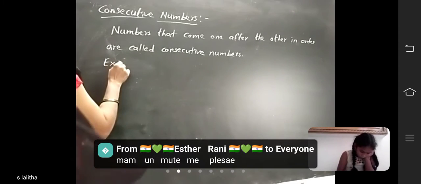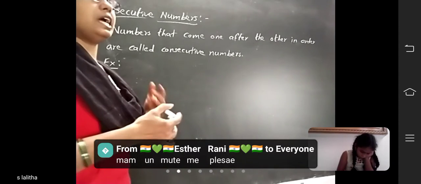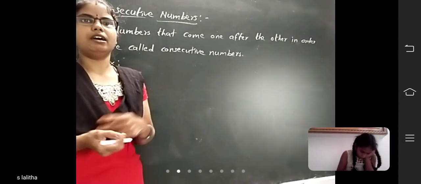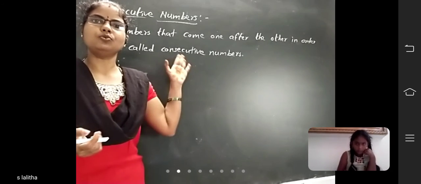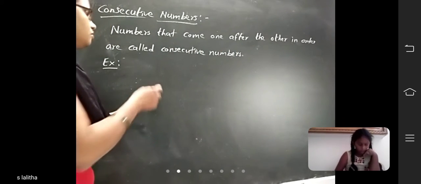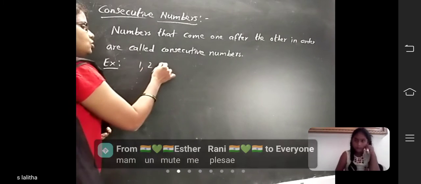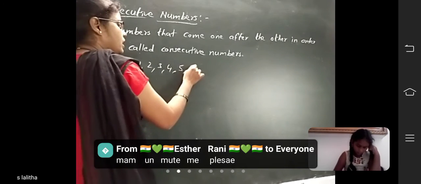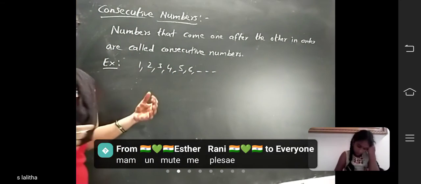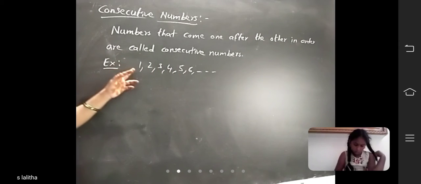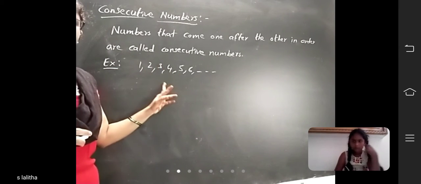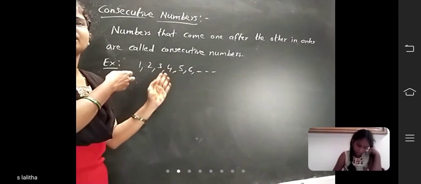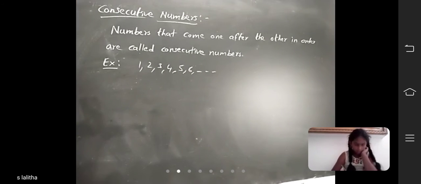Consecutive numbers are arranged in ascending order only. They are in ascending order. That means smallest to greatest. So what are the examples? 1, 2, 3, 4, 5, 6, so on. So these are the consecutive numbers. So 1 after 2, 2 after 3, 3 after 4. In order it will come. So these are called consecutive numbers.